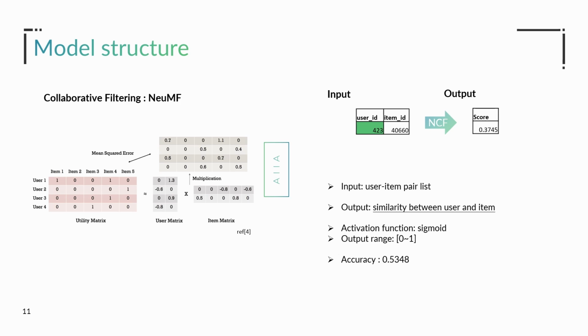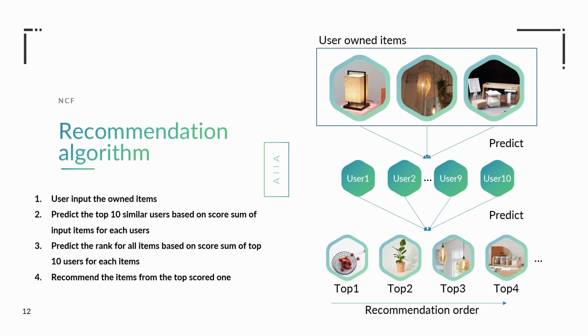So this is the data structure of how the data works in the neural network. The input is the user-item pair list, and the output would be the similarity between user and item. Since it uses the sigmoid activation function, the output range is 0 to 1. With our data, the accuracy was 0.53. And with this model, we build the recommendation algorithm this way.